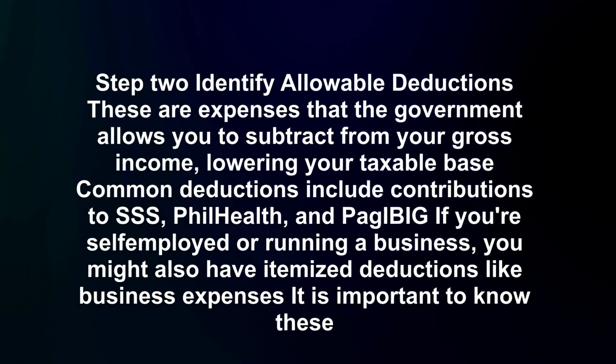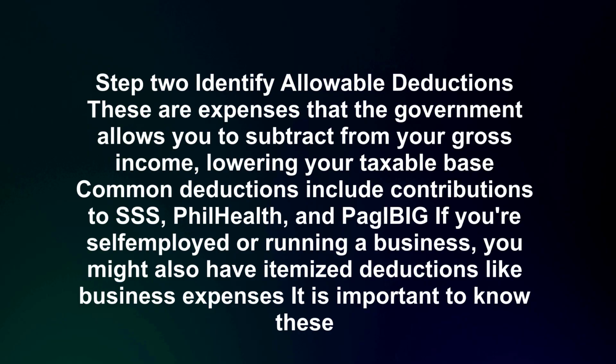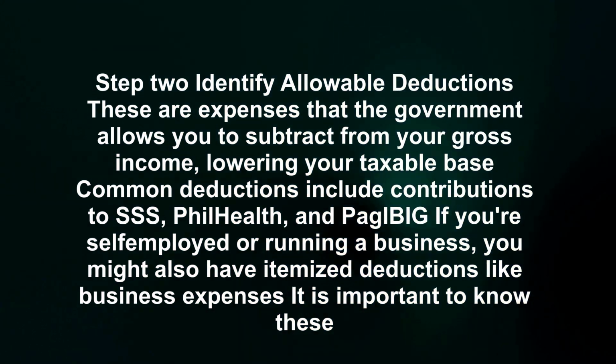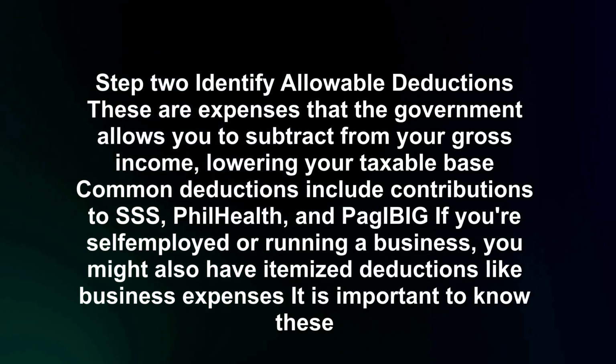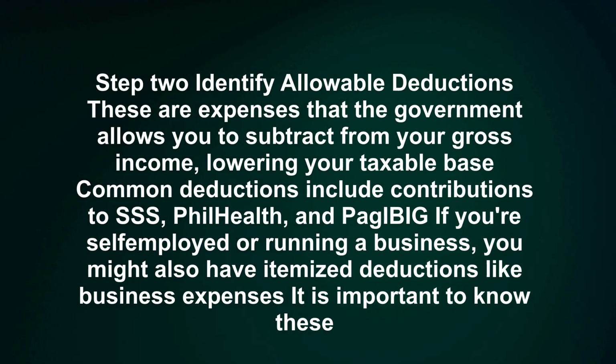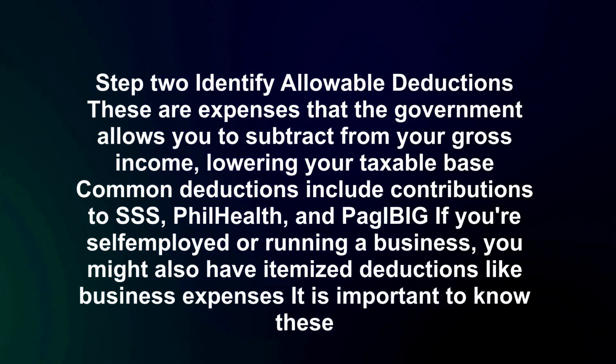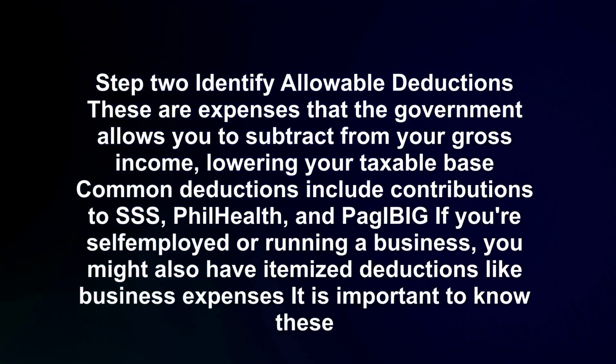Step 2. Identify allowable deductions. These are expenses that the government allows you to subtract from your gross income, lowering your taxable base. Common deductions include contributions to SSS, PhilHealth, and Pag-IBIG, and business taxes if you're self-employed or running a business. You might also have itemized deductions like business expenses. It is important to know these.